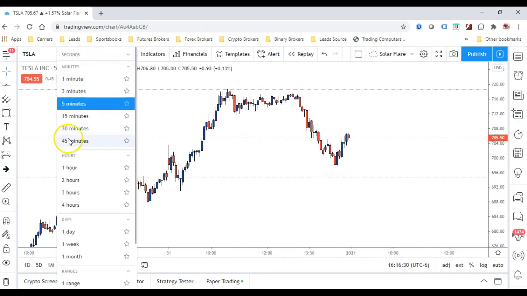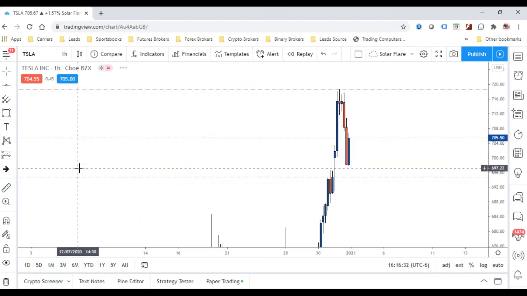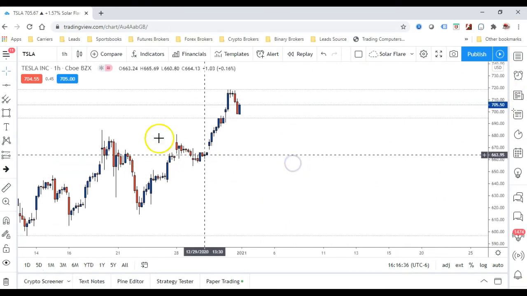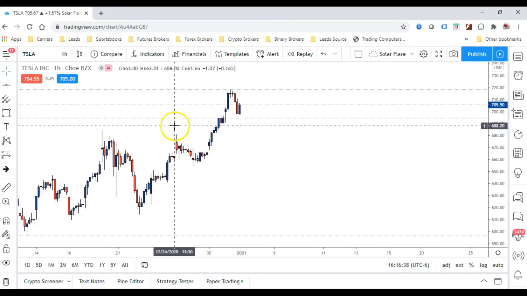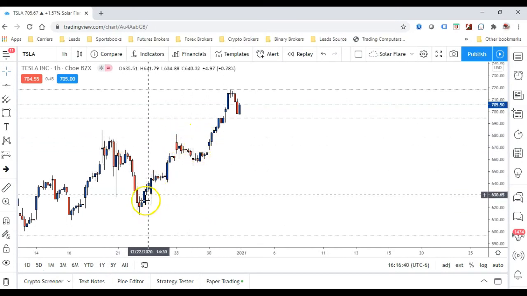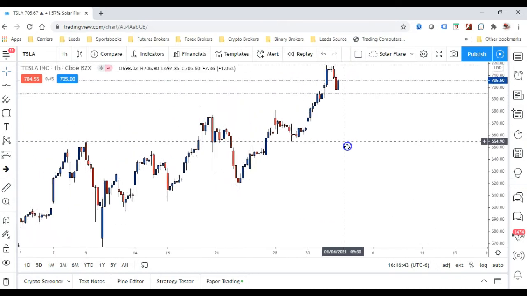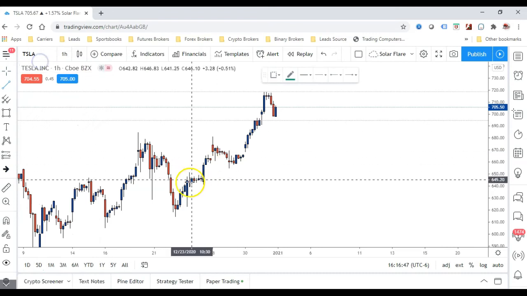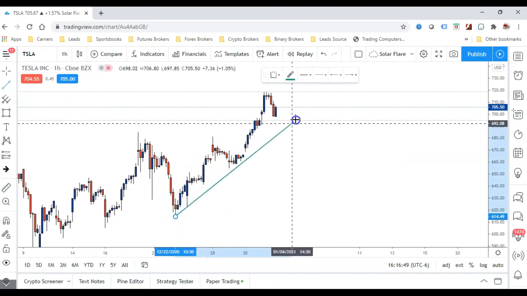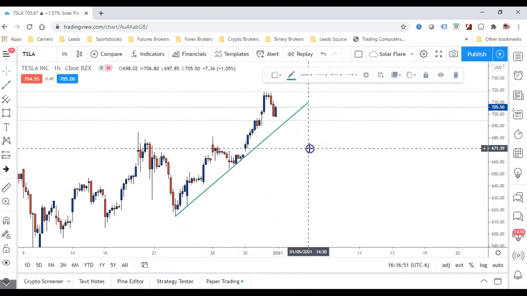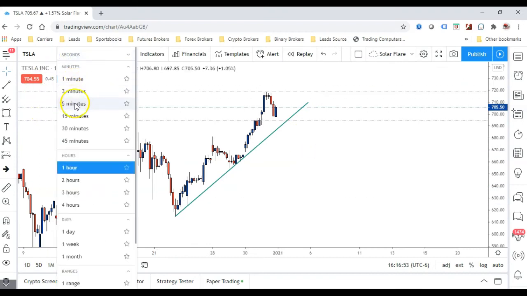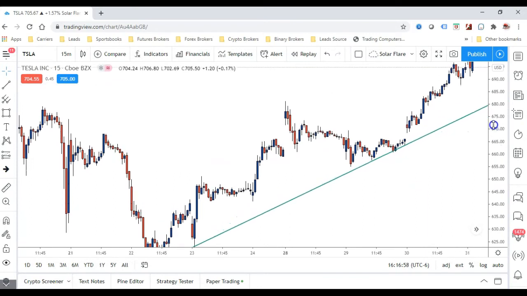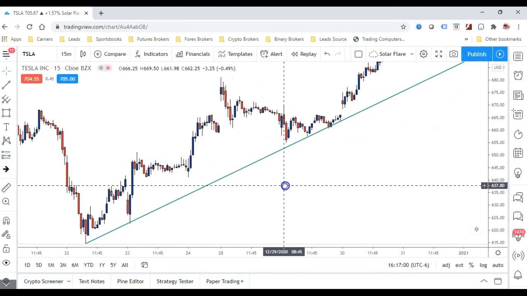Okay, so we're looking at Tesla. We look at the hour chart, right? So you see your hour chart as far as it goes here, and you see you've got an uptrend easily going here, right? Easy uptrend. Go down to the 15-minute. See if you can find a setup.